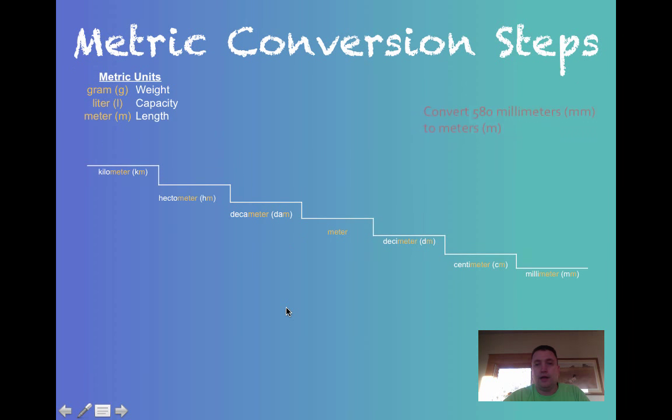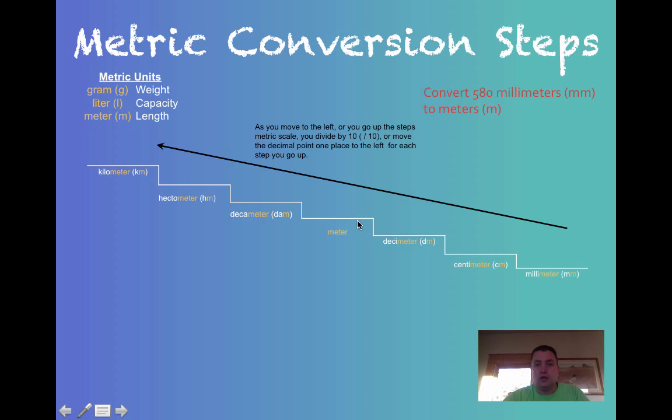All right, now let's take a look at converting 580 millimeters up to meters, okay? As you go up or move to the left on those steps, you divide by 10, so it's the exact opposite. Or you move your decimal spot 1 place to the left each time you move up. So if I start with 580 millimeters and I do 580 divided by 10, I end up with 58 because I'm going to just chop that 0 off the end.